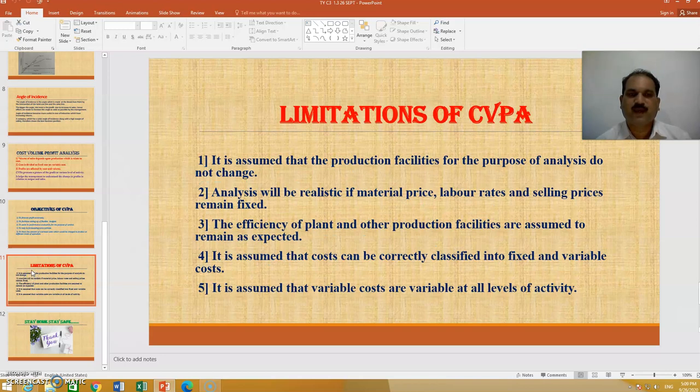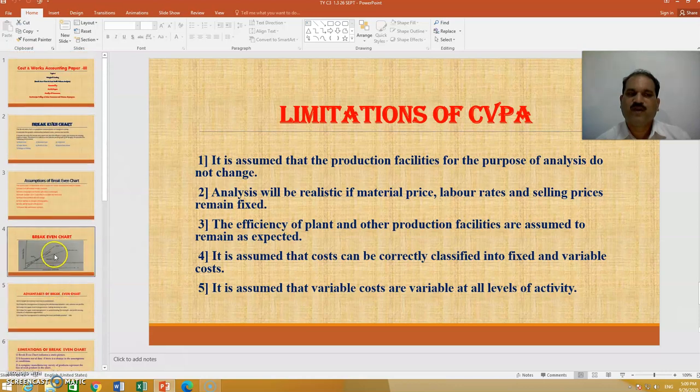Limitations of CVPA. First, it is assumed that the production facilities for the purpose of analysis do not change. Second, analysis will be realistic if material price, labor rates and selling prices remain fixed. Third, the efficiency of plant and other production facilities are assumed to remain as expected. Fourth, it is assumed that costs can be correctly classified into fixed and variable cost. And fifth, it is assumed that variable costs are variable at all levels of activity.